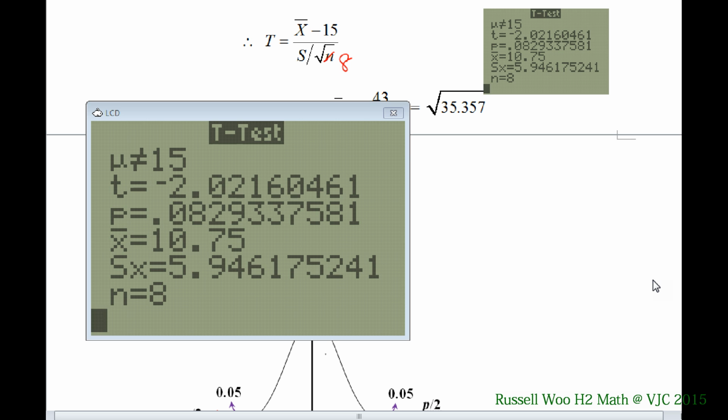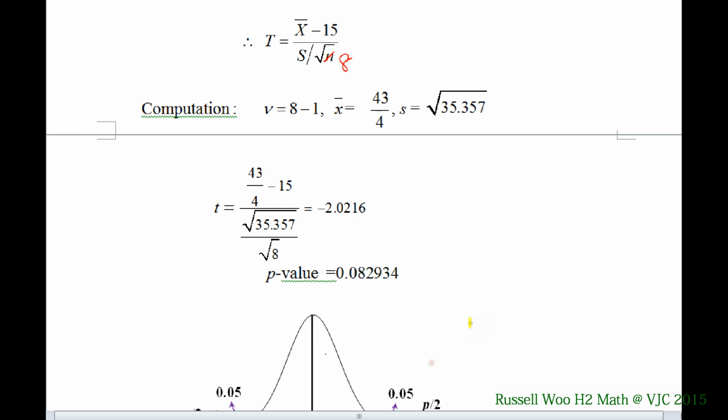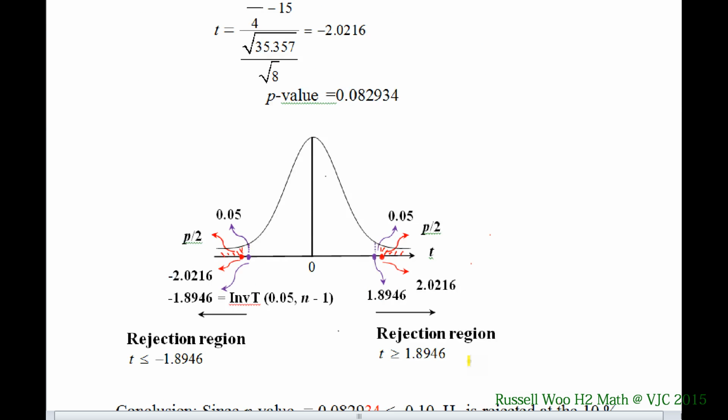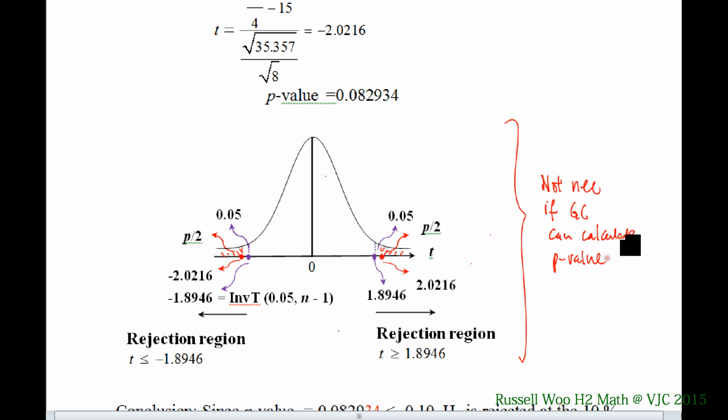What is the t value? It's equivalent to your standardized z value. I don't intend to go through this. This one, again, is not necessary if the GC can calculate the p value. So, equivalent.